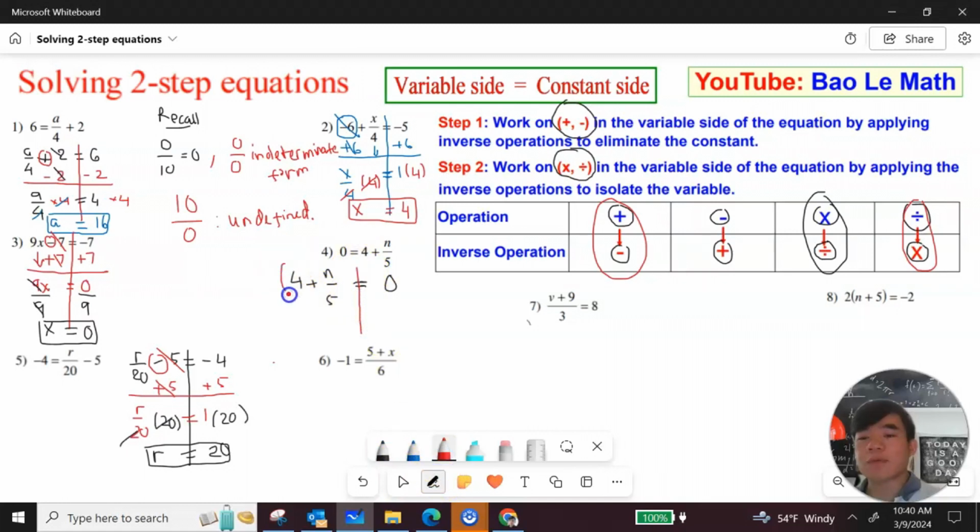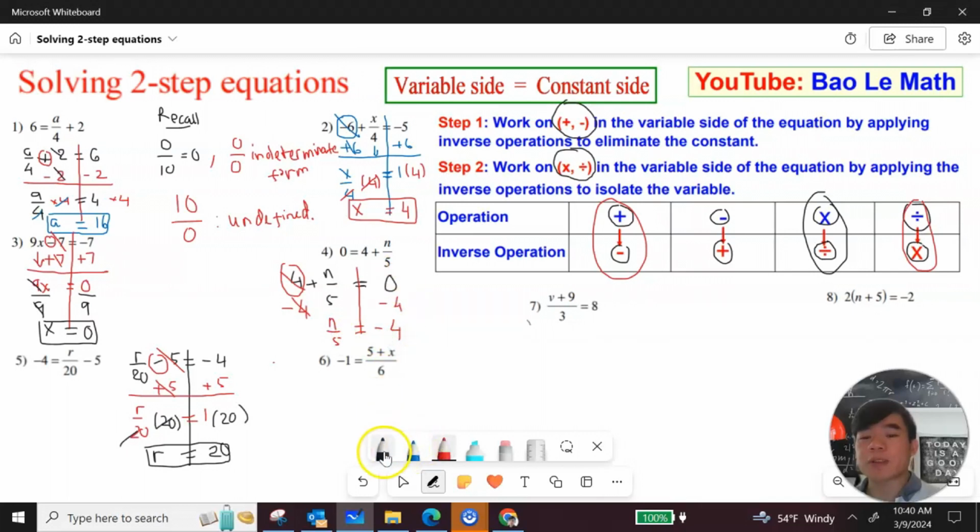Alright, I look at number 4 right here. This is constant, right? This is the addition side. So the inverse of addition should be subtraction. I subtract 4 from both sides. Alright, so this guy gone. I have n over 5 left, equals 0 minus 4, which is going to be -4.